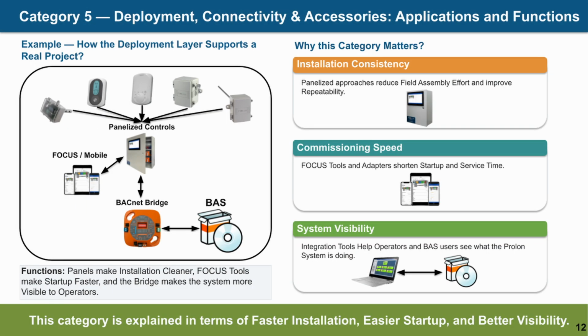This slide explains the deployment and connectivity layer through a real project workflow. The project may begin with panelized controls, then proceed through field wiring, setup with Focus or mobile tools, and finally visibility through the BACnet bridge to the BAS or operator interface. Panels make installation cleaner and more repeatable. Focus tools and adapters shorten startup and service time. Integration tools help operators and BAS users see what the Prolon system is doing.